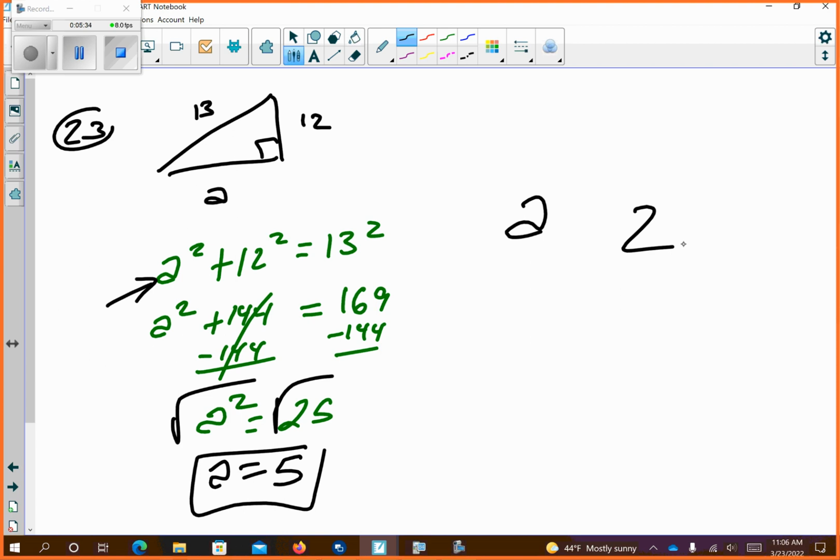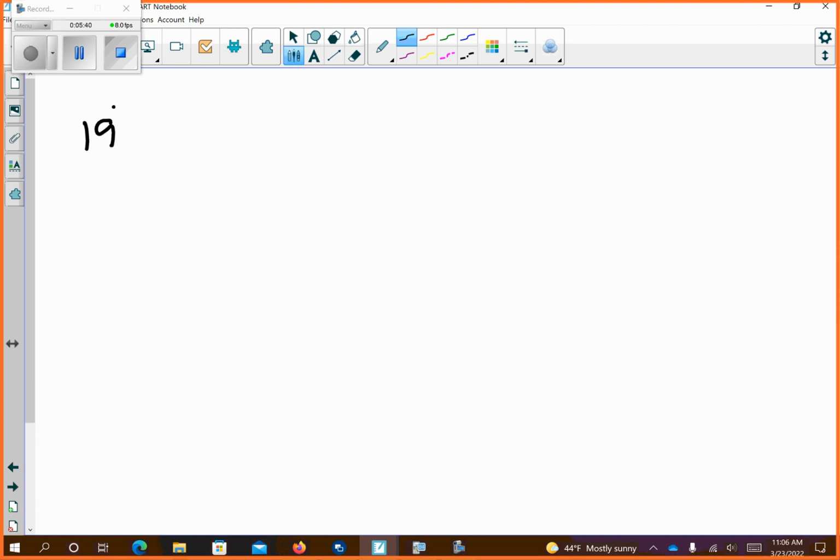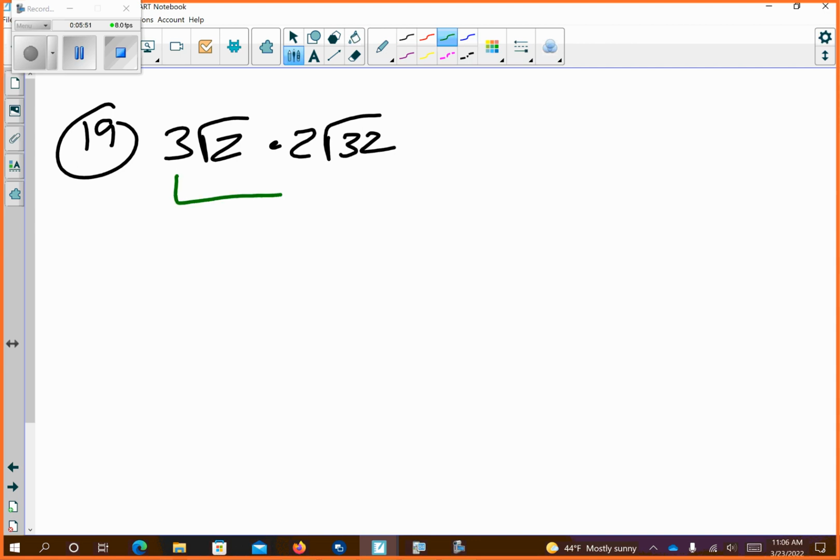Anything else? Yeah. Number 19. 3 root 2 times 2 root 32. Okay, so this might be one to look at. Right now, I totally know I'm going to get 6 there. So would it make sense to multiply these together in this case? And if so, why?